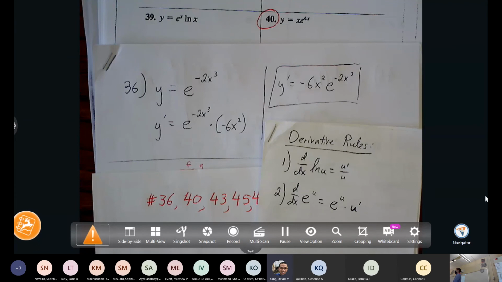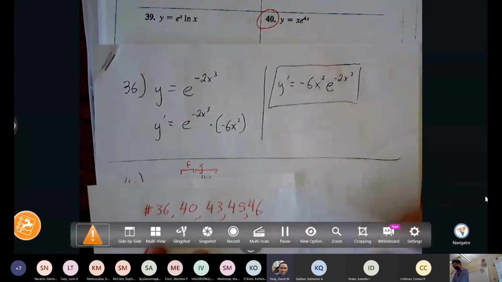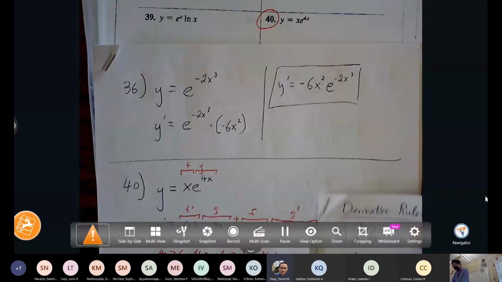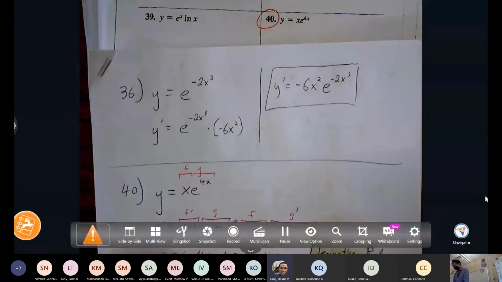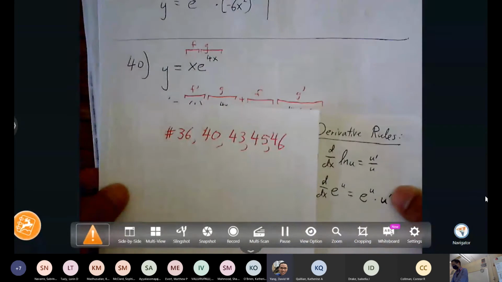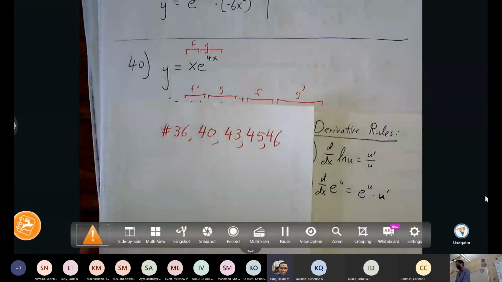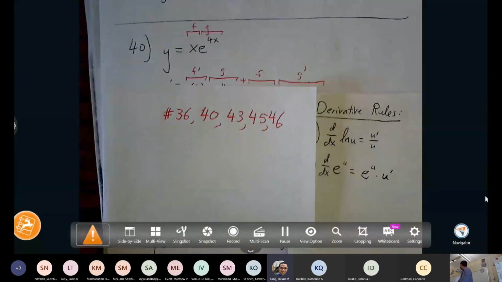Yeah, product rule. We got to do product rule. So x and e to the 4x are being multiplied together. We can't merge them. So we have to use product rule. Okay, so let me spell out the things you have to find and see if you can work your way down to the derivative.